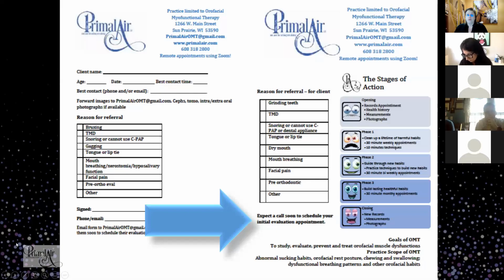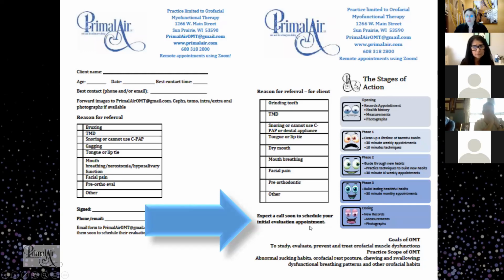You have a copy of my referral form and you have a copy of Suzanne's. Mine is an answer to my location because nobody knows what myofunctional therapy is here. In California, at least they've heard of it. So I put on here the stages of action. What do we exactly do? This is the patient half here on the right, what it is that you are suggesting that we take a look at. And then on the left-hand side is what you scan in and send to us so that we have the information we need to contact the patient.